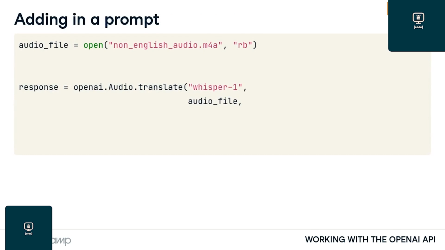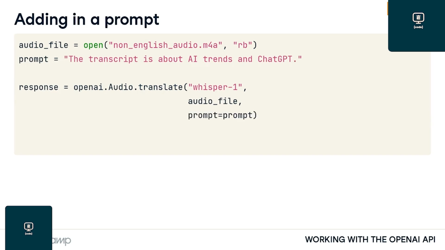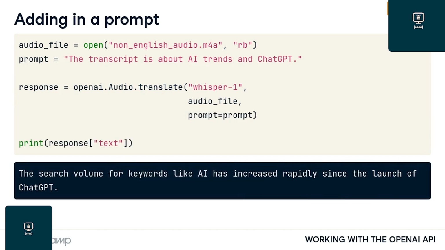Let's assume that we know this audio discusses AI trends and ChatGPT. We can define a prompt with this context and pass it to the prompt argument. Printing the response shows that with a little extra context, the model was able to accurately determine the correct spelling and style of the words. In this example, the original response was already pretty close to what we wanted, but for other cases, it's possible to see quite dramatic improvements using prompts.